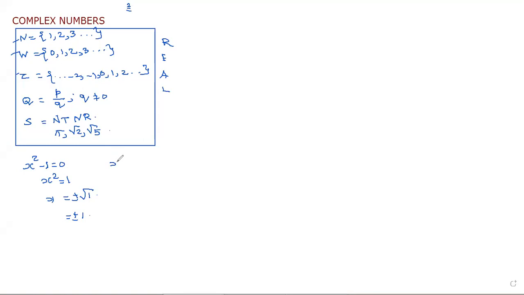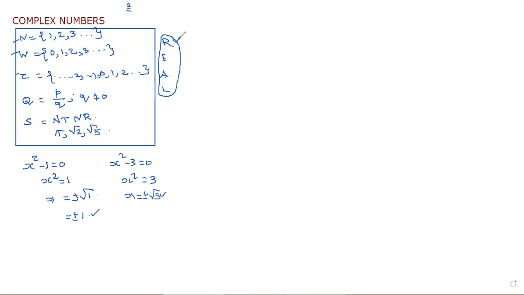Same thing, x square minus 3 equal to 0. x square equal to 3. x equal to plus or minus root over 3. This is rational, this is irrational. Whatever may be, put together we say both are real numbers.